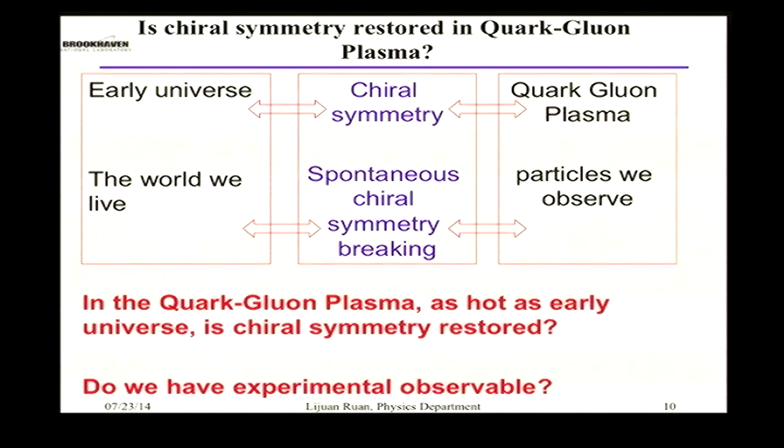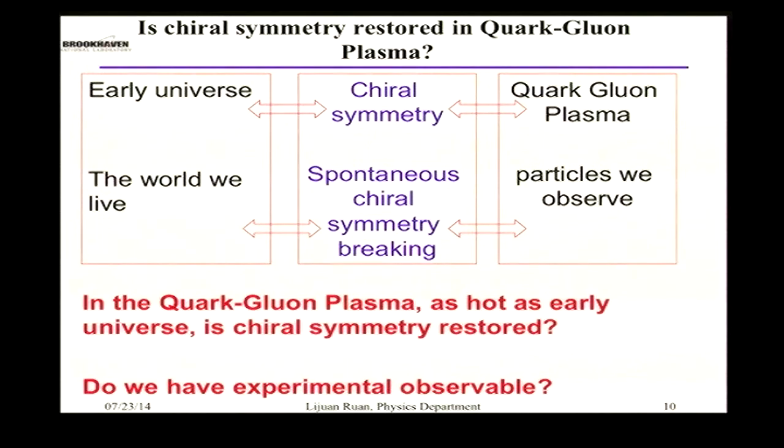So now I'll just summarize what I said in this slide. I mentioned that in the early universe, which is hot and dense, there's chiral symmetry. The potential looks like a bowl. When the early universe evolved into the world we are living in now, which is cold and dilute, there was spontaneous chiral symmetry breaking. The potential changed into a Mexican hat.